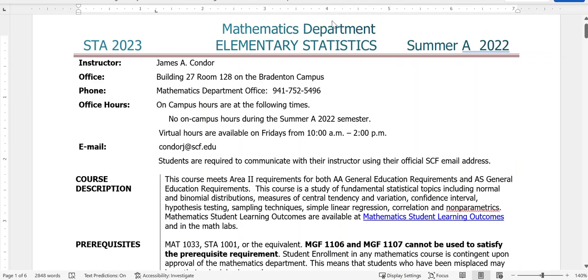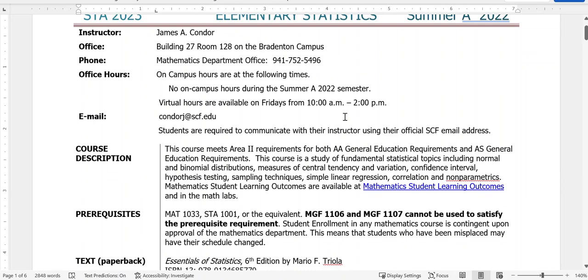Okay. So the syllabus, again, has a lot of the same information on it. You know, Dr. Condor in my office, sometimes I'll be in there during the summer, but typically not. But you can call there. The best way to get in touch with me is really just email. Make sure you're very specific on what you want.